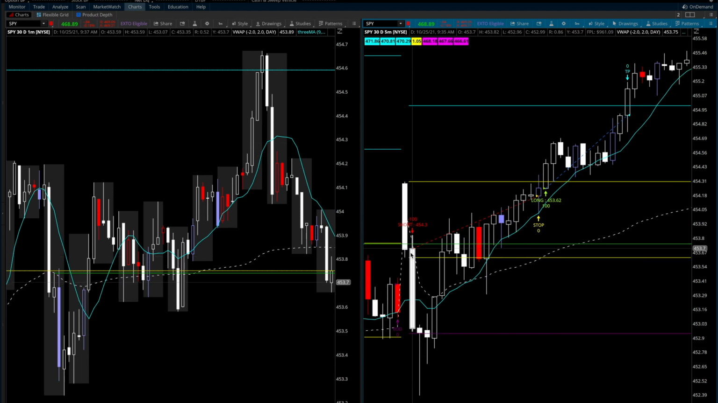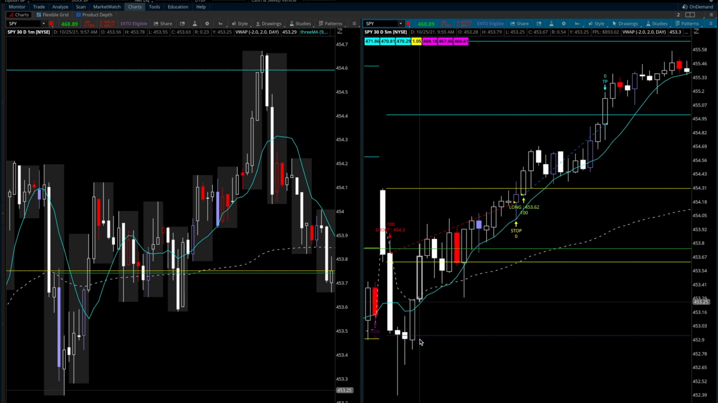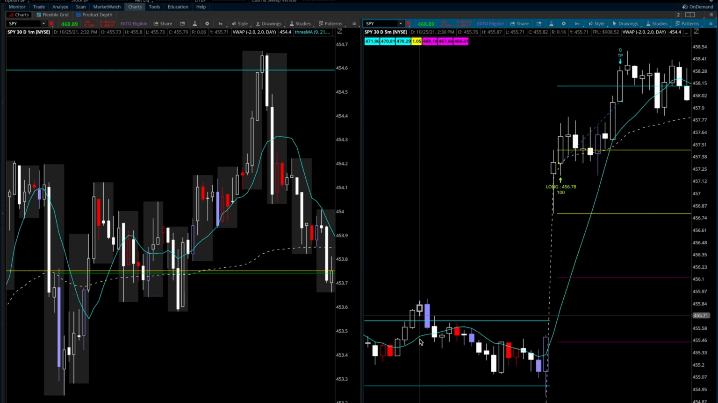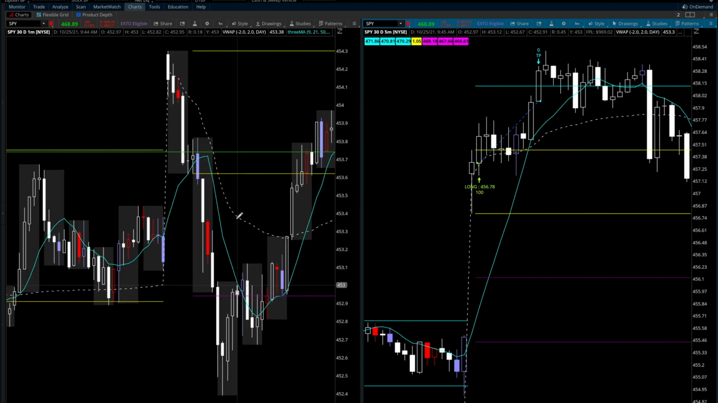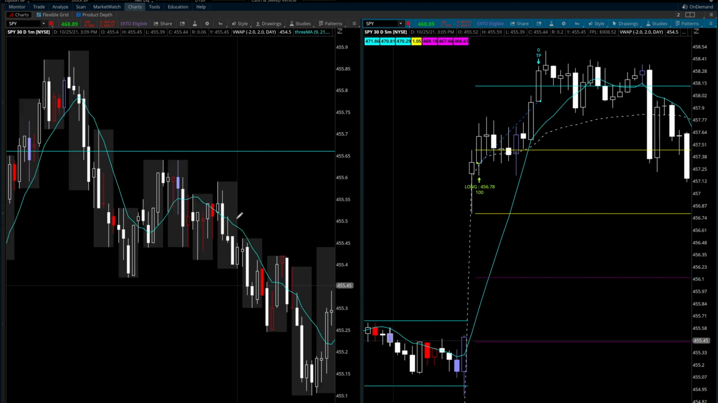And Thinkorswim, I don't know what's up with it, but sometimes it doesn't register. Like this short signal reached target, so I'm not sure why it doesn't say that, but for some reason it doesn't. It's not the best backtesting software, as it's a trading software.